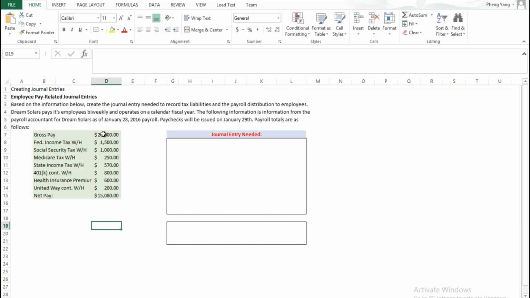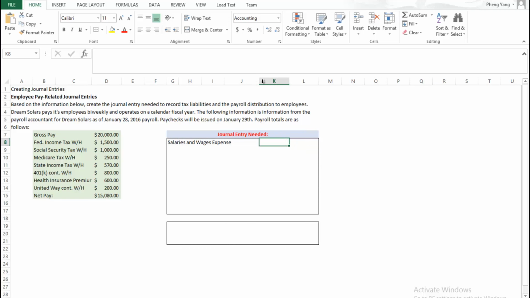Based on these balances in each of these accounts, or the amounts that were deducted from the gross pay based on that tax liability, we're going to create the journal entry needed for these employee pay related journal entries. First of all, you want to make sure that you debit salaries and wages expense, recording the expense incurred for that payroll period.